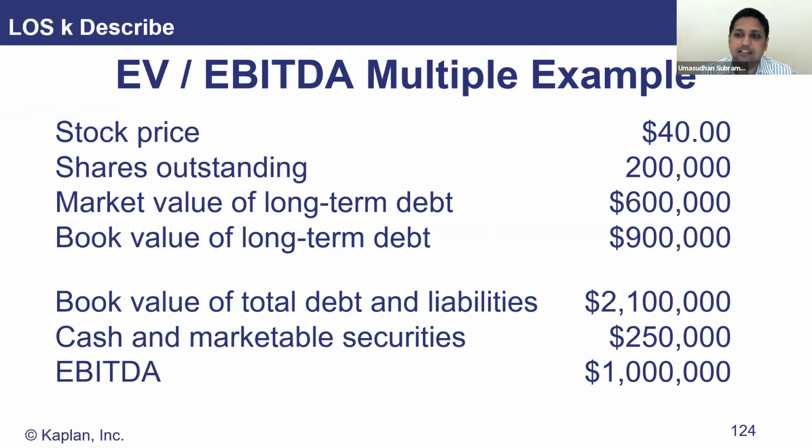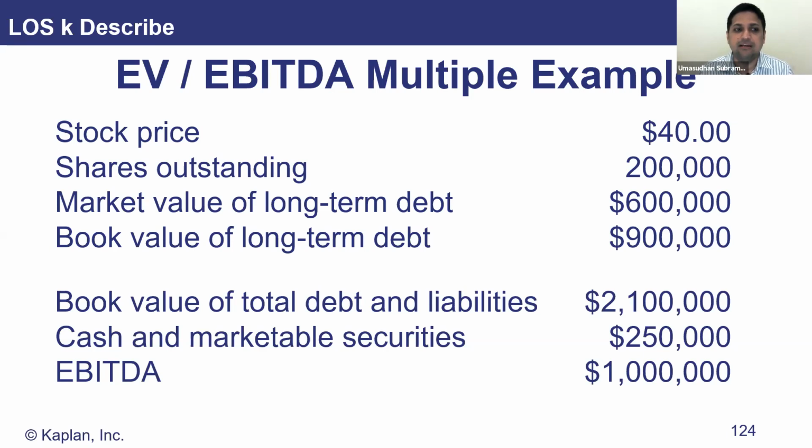So what is enterprise value? Market value of equity plus market value of debt, both short-term debt and long-term debt, minus cash and marketable securities. So that's how it is. So first of all, what is the total equity value of this company? In other words, what is the market capitalization of this company?